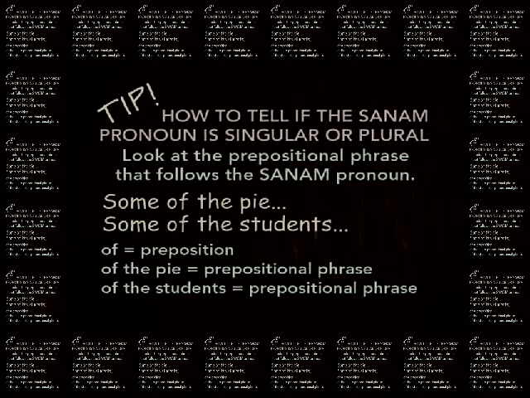If you look at the prepositional phrase and look at the object of the prepositional phrase, that will provide a clue as to whether the SANAM pronoun is singular or plural. If the object of the prepositional phrase is singular, then the SANAM pronoun is singular. If the object of the prepositional phrase is plural, then the SANAM pronoun is also plural. That's why some of the pie is singular, because pie is singular, whereas some of the students is plural, because students is plural. So look at the prepositional phrase that follows the SANAM pronoun, and that will give you a clue as to whether the SANAM pronoun is singular or plural.